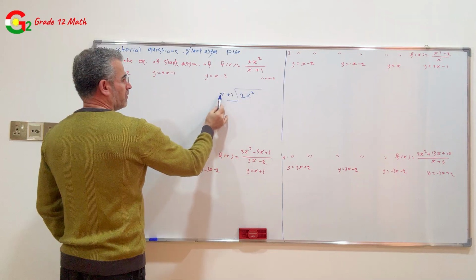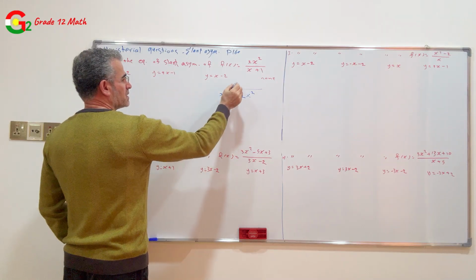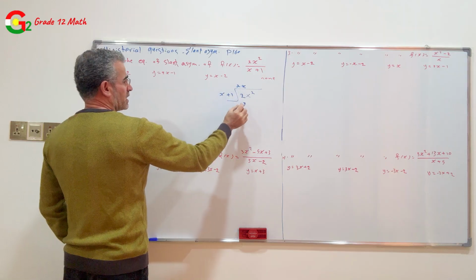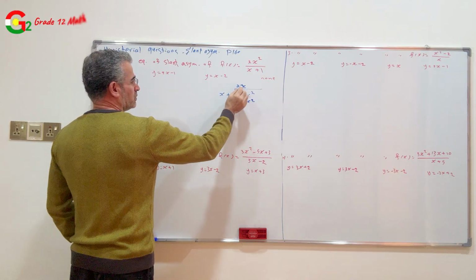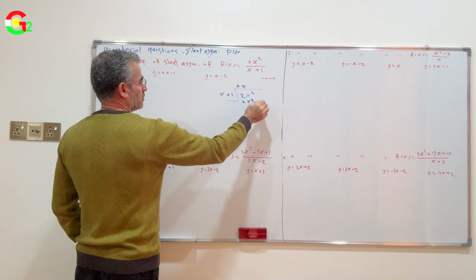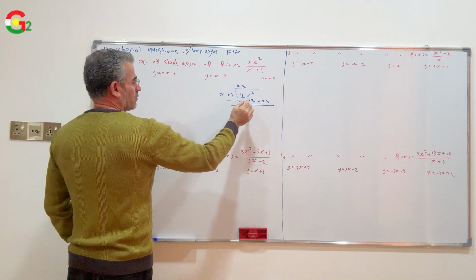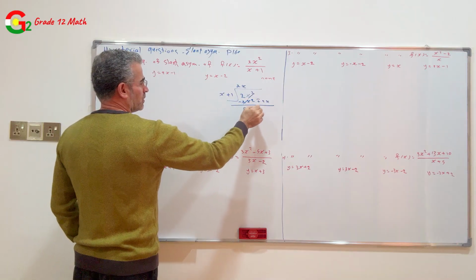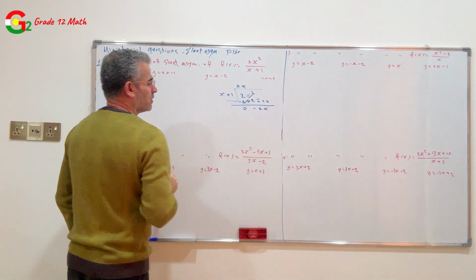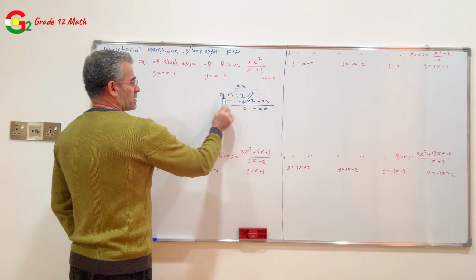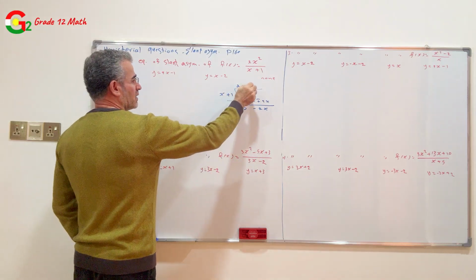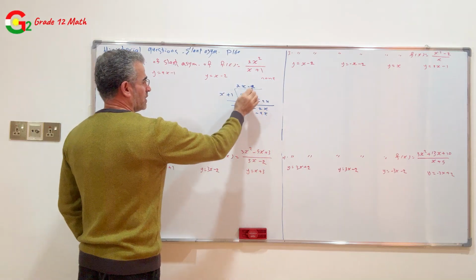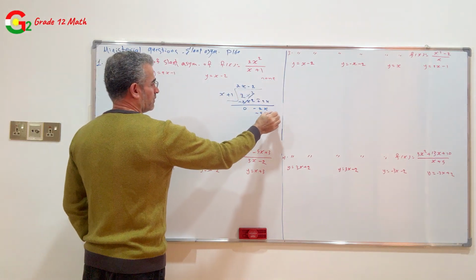2x power 2 divided by x is 2x. 2x times x is 2x power 2. 2x times 1 is 2x. By subtraction, 2x power 2 minus 2x power 2 is 0, minus 2x. Minus 2x divided by x is negative 2. Now, negative 2 times x is negative 2x, negative 2 times 1 is negative 2.